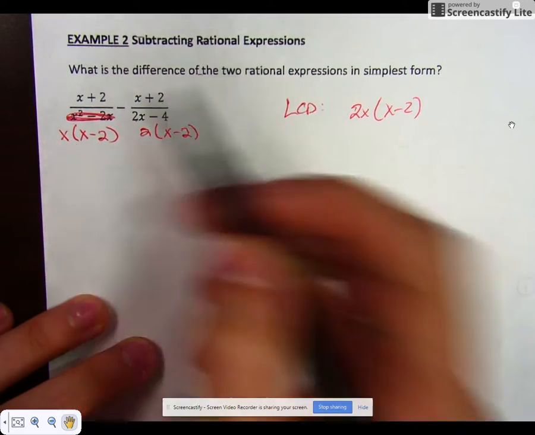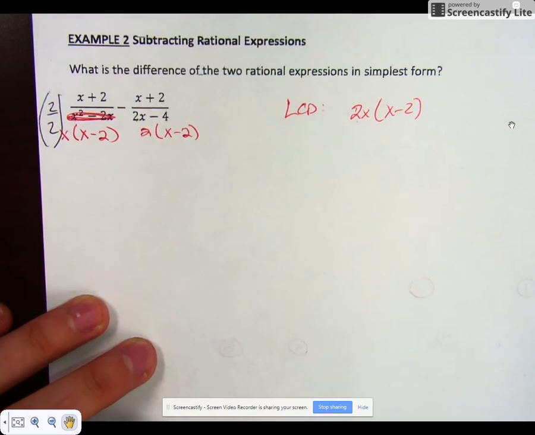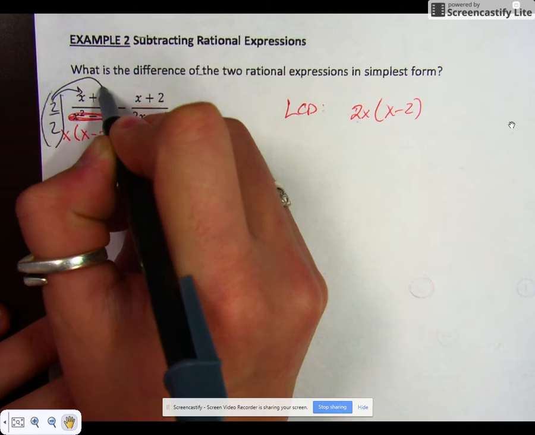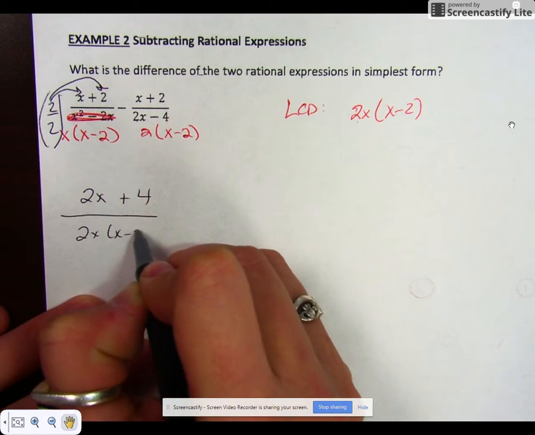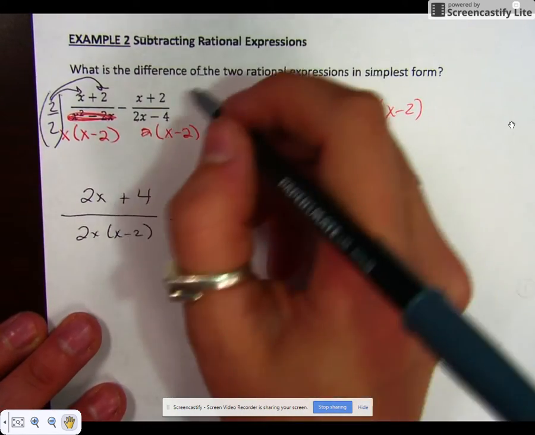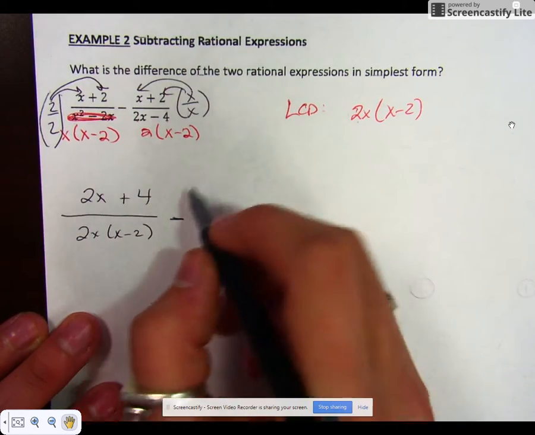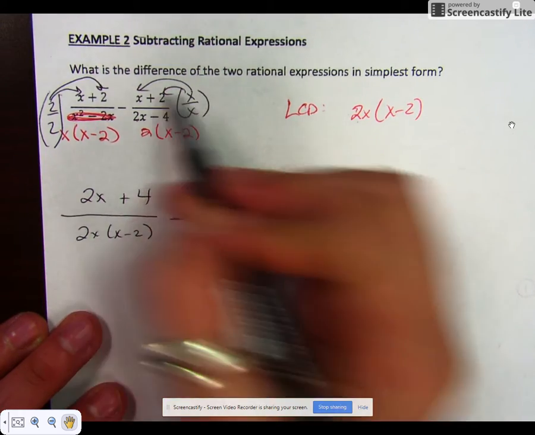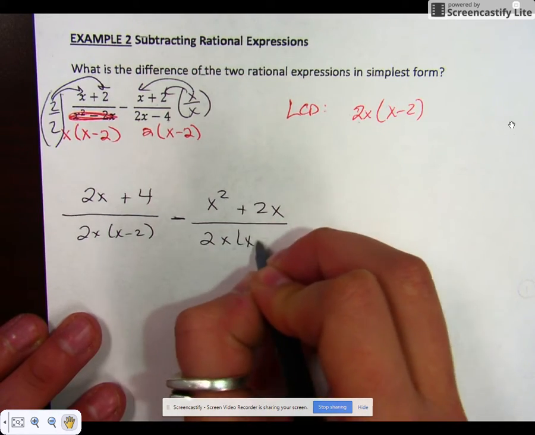So the first fraction is just missing the 2. So I'm going to multiply this one by 2 over 2. 2 times x is 2x. 2 times 2 is 4. All over our LCD. The second fraction is missing the x. So I'm going to multiply by x over x. x times x is x squared. And then x times 2 is 2x. All over 2x times x minus 2.